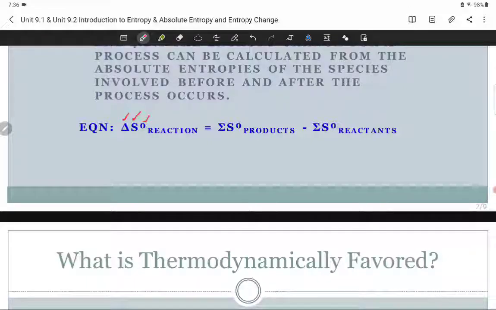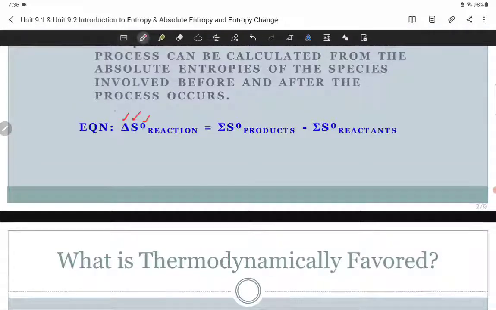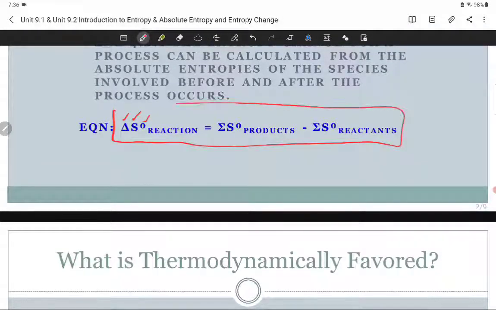But we will be using this same equation that we used with delta H, change in enthalpy, and it has us go to a table and find some standard, in this case, entropies. Last time it was enthalpy, and add up all the product numbers, add up all the reactant numbers, and subtract those from each other. And then coefficients will also play a part in that balanced chemical equation.